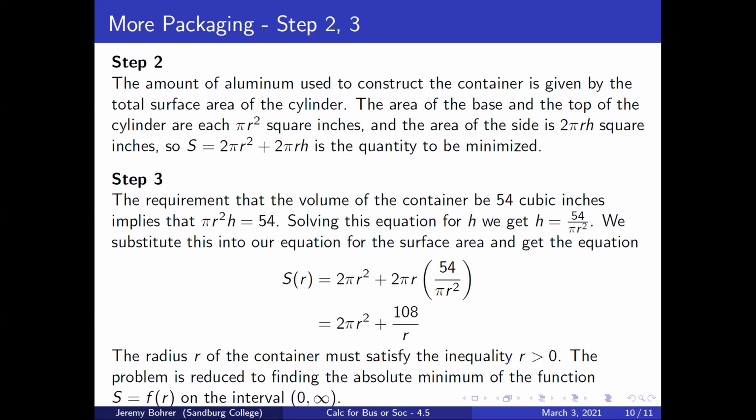The radius r of the container must satisfy the inequality r is greater than 0. The problem is reduced to finding the absolute minimum of the function S equals f of r on the interval 0 to infinity, which is of course an open interval.